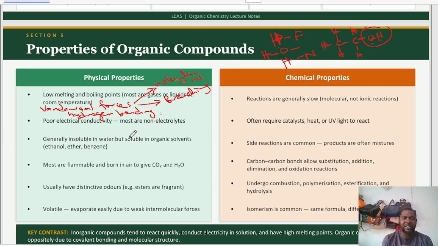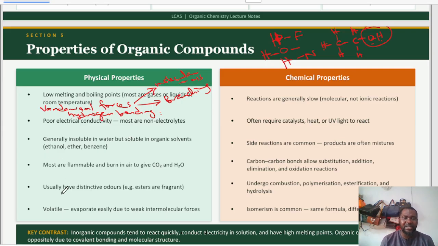Okay, the next one says that most are flammable and burn in air to give carbon dioxide and water. So most of them are highly flammable, and they can burn in air to give carbon dioxide and water. All organic compounds you can see around you, your foam, paper, many plastics, many of the things you have around you, your wood, are all organic compounds. And one of the things you will note about them is that they easily catch fire, they are flammable.